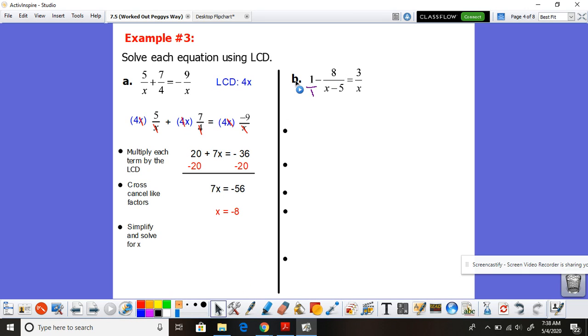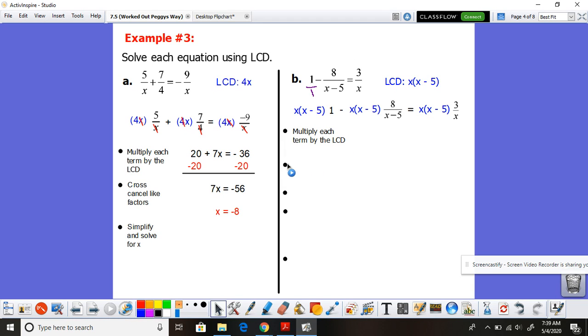When we multiply them together, we get x times x minus 5. Do not distribute this. Okay, you're going to make your life miserable if you do. Keep it like this. All right, after you have your LCD, it's the same process, guys. We're going to multiply each of these terms by the LCD. Okay, so x times x minus 5 times 1, x times x minus 5 times 8 over x minus 5, and then x times x minus 5 over 3 over x.